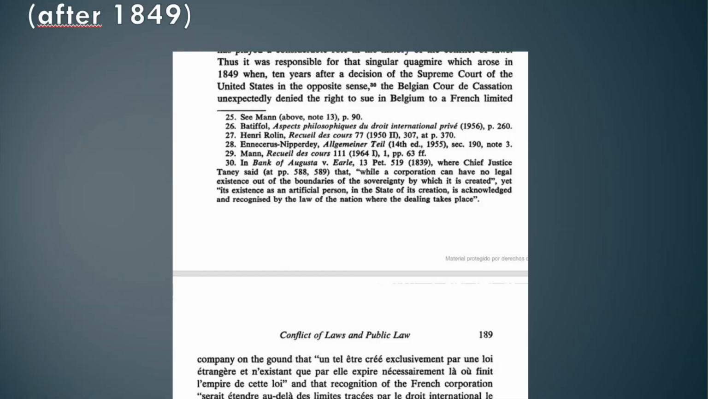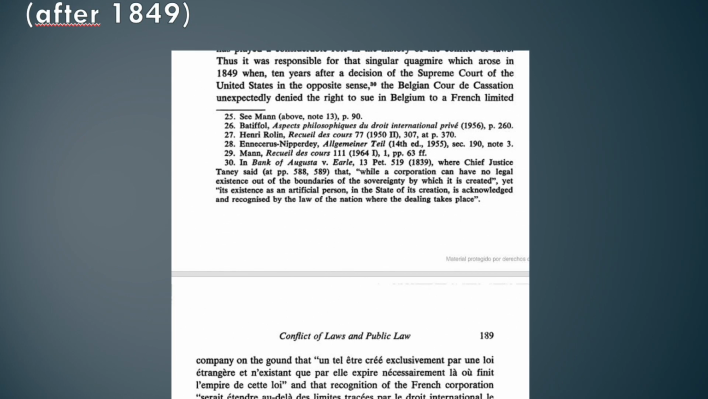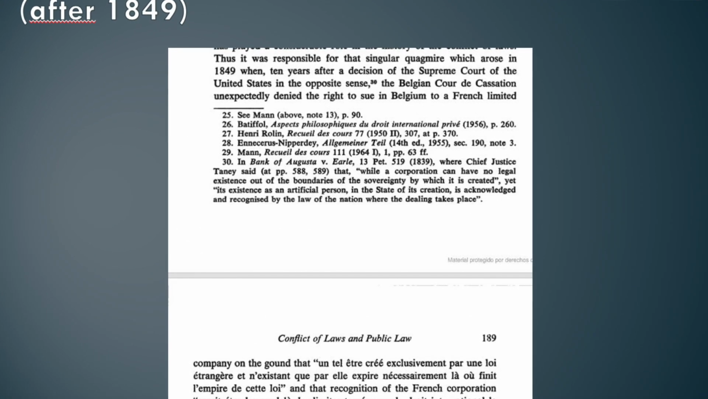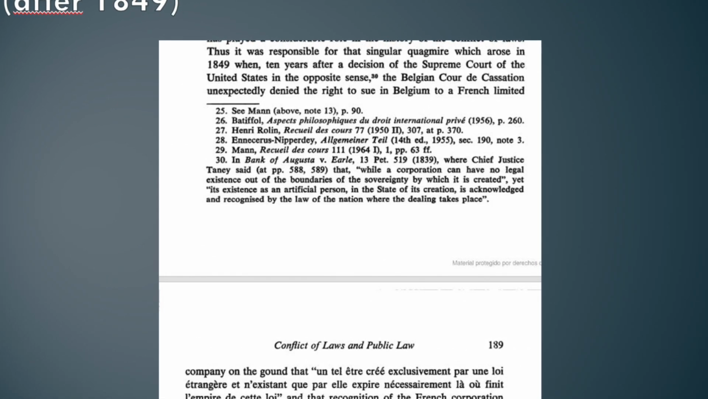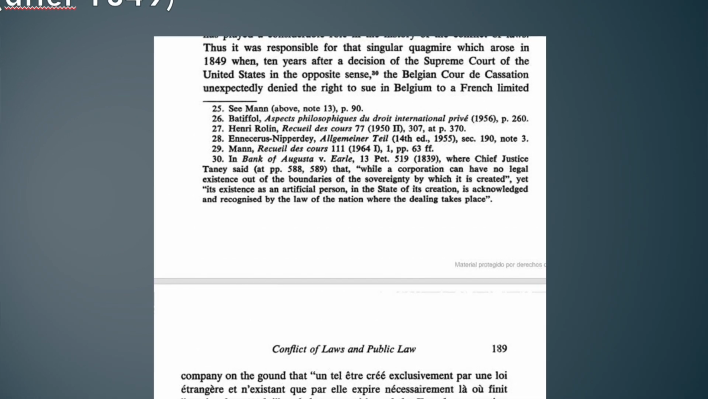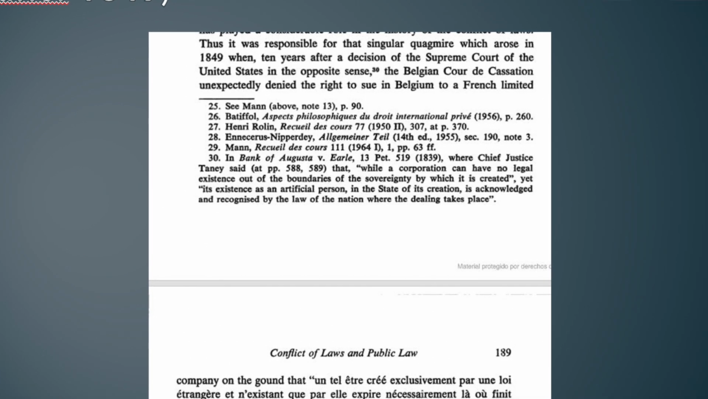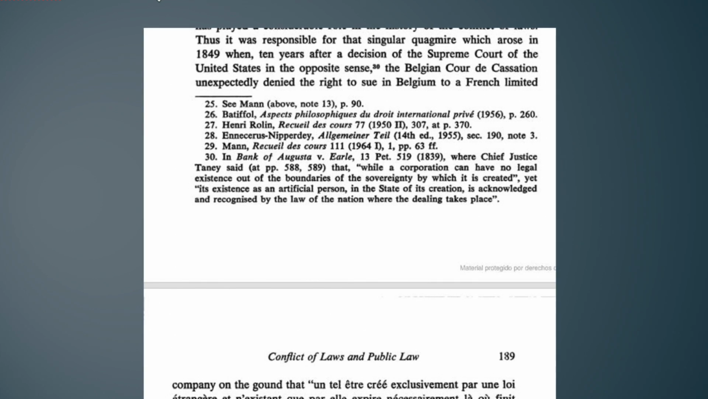This was the situation before 1849. But in 1849, there was a decision of the Supreme Court of Belgium, and this decision established that a French company didn't exist in Belgium. This decision of the Supreme Court said what I said at the beginning of this video: a company is a legal fiction, and as it is a legal fiction, it exists only in the country where it has been created. Outside the borders of this country, the company didn't exist. And so the Belgian courts didn't recognize the French company.